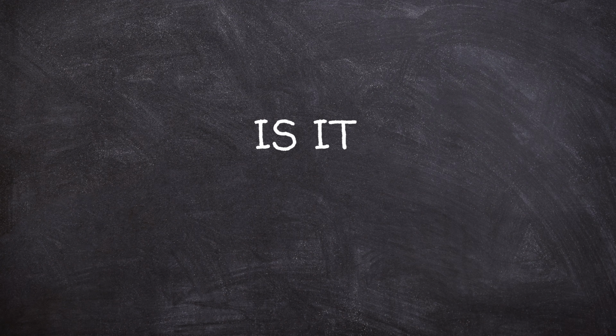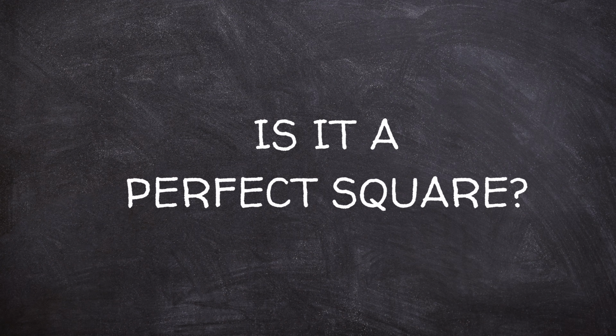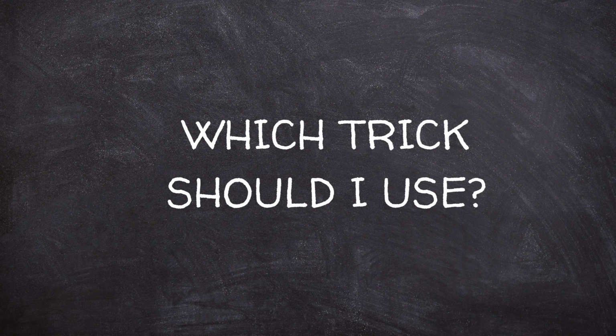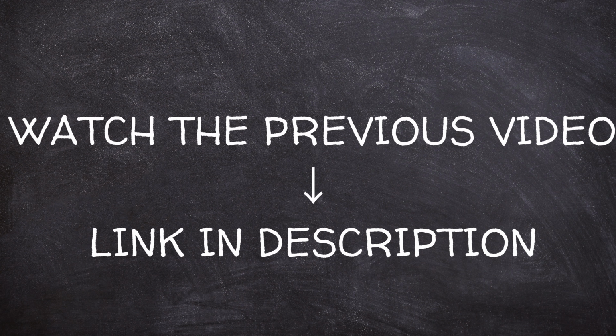But what if you don't even know whether the number is a perfect square or not? How do you know which trick to apply? That's exactly what we covered in the previous video. I have pasted the link in the description.